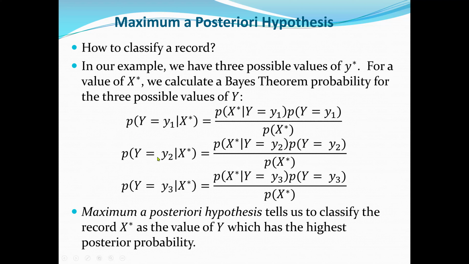The same thing applies to Y2, with the probability of X star when Y is Y2, and to Y3: the probability of X star when Y equals Y3 times the probability of Y equal to Y3, and likewise for Y2, always divided by the probability of X star, the predictors. So the maximum posterior hypothesis will tell us to classify the record X star as the value of Y which has the highest posterior probability.